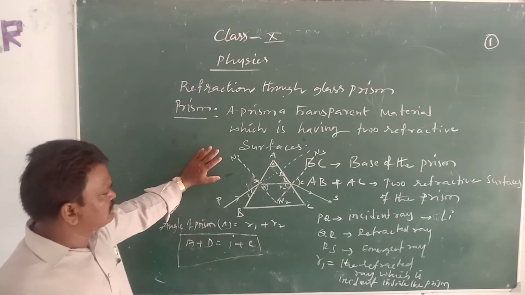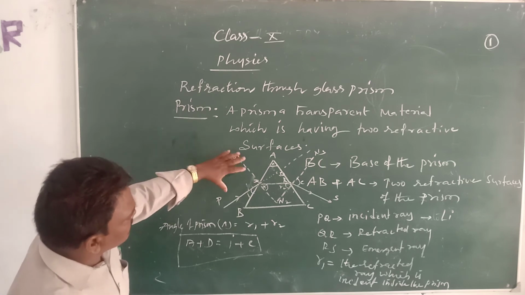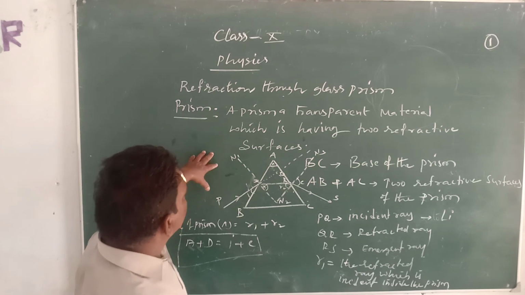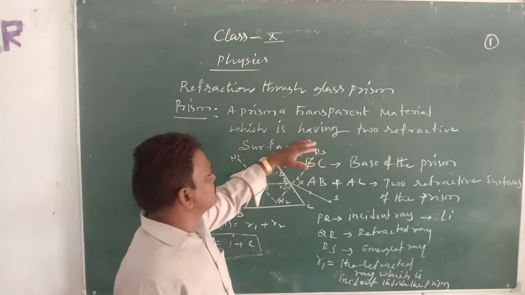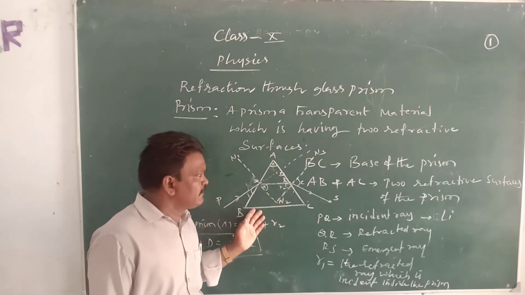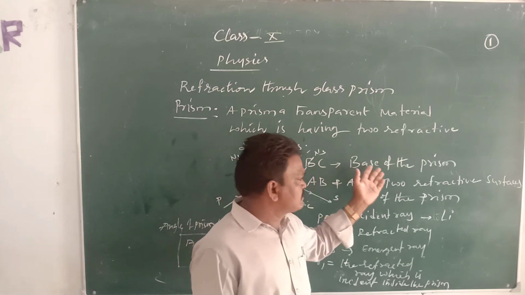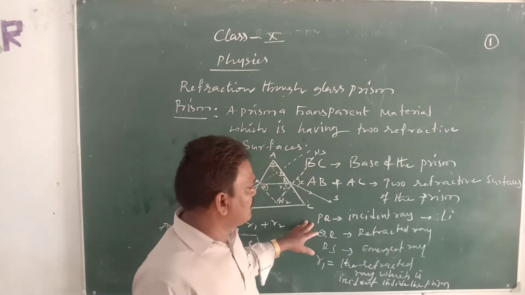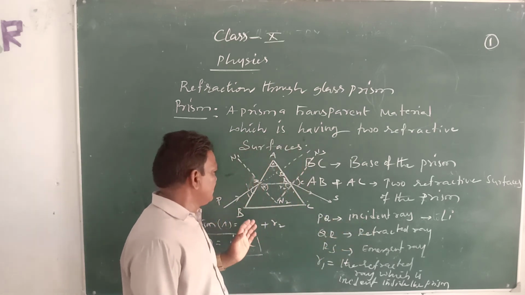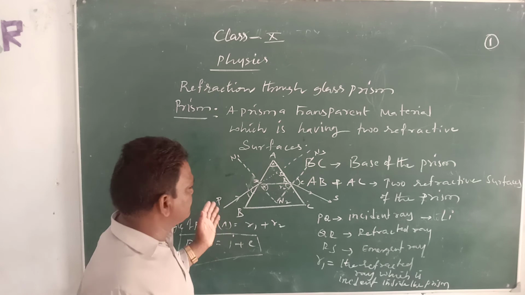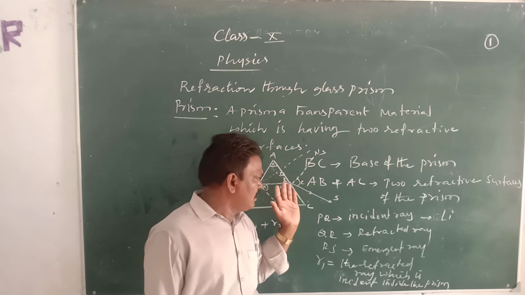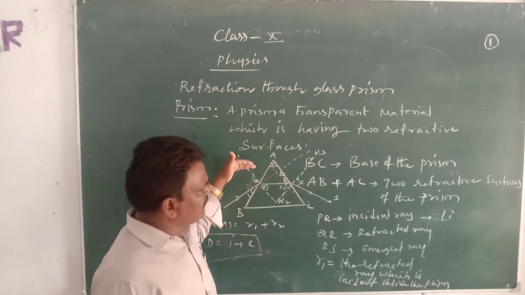So once again, if light goes through this prism, these are the main features. First, a prism is a transparent material which has two refractive surfaces. If ABC is a prism, BC is called the base of the prism, and AB and AC are the two refractive surfaces. As I already said, a light ray incident on a surface of the prism can be refracted again when it leaves the prism into the air.